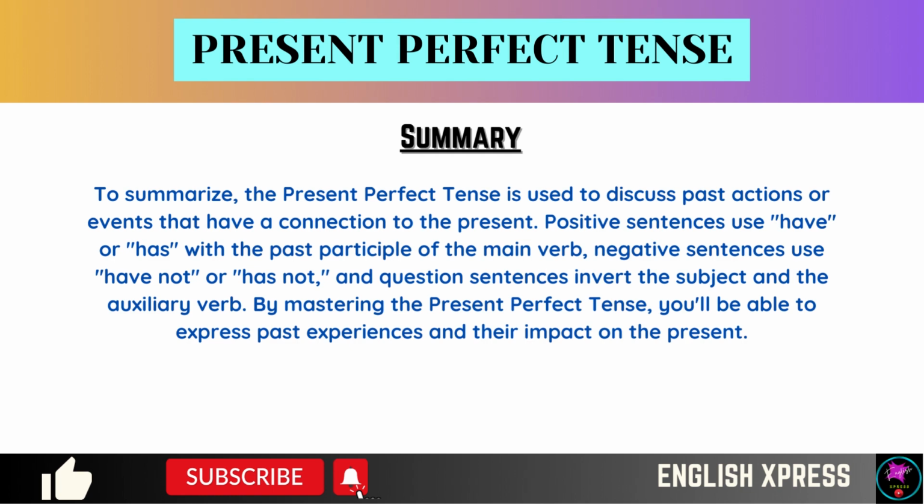To summarize, the present perfect tense is used to discuss past actions or events that have a connection to the present. Positive sentences use have or has with the past participle of the main verb, negative sentences use have not or has not, and question sentences invert the subject and the auxiliary verb. By mastering the present perfect tense, you'll be able to express past experiences and their impact on the present.